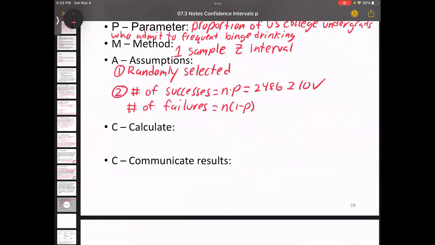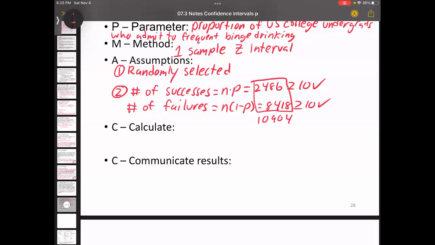Conversely, the number of failures would just be 8,418. And that is also greater than or equal to 10. Remember, these two numbers, if you added them up, you would get the total sample size, 10,904. And you can check that: 6 plus 8 is 14, carry the 1, 8 plus 1 plus 4 is 13... the sum comes out to 10,904.